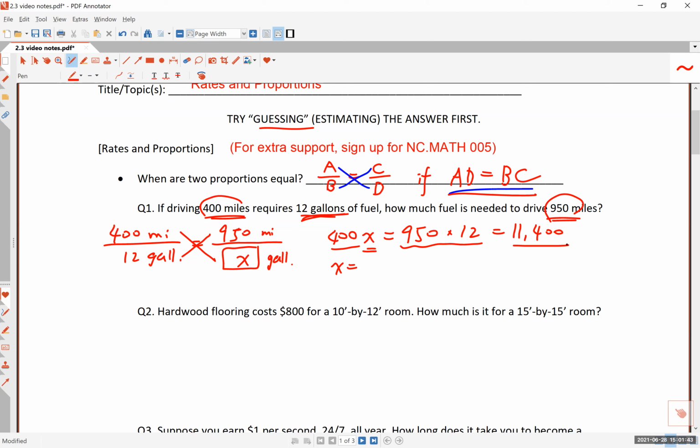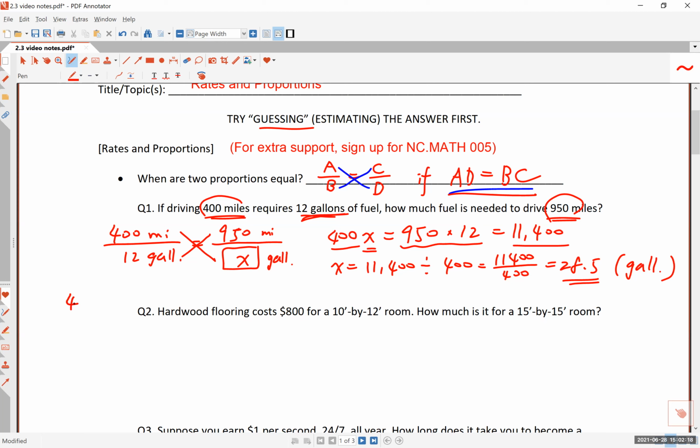So you can divide both sides by 400, or you can write this as 11,400 over 400. The point is this is 28.5 and the answer is of course in gallons. Now my original guess was like 26 to 27. So we're pretty close. We need about 28.5 gallons of gas to get to the destination. That's one way to do this, okay?